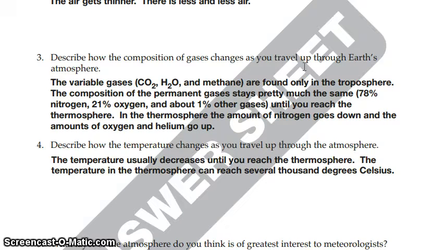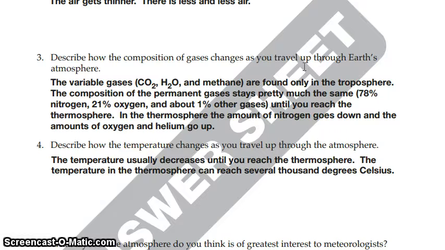The variable gases, carbon dioxide, water vapor, and methane, are found only in the troposphere. Those variable gases don't extend very high up into the atmosphere. With that troposphere, that's the layer where weather is going to take place, so it's important that we have that water vapor there.